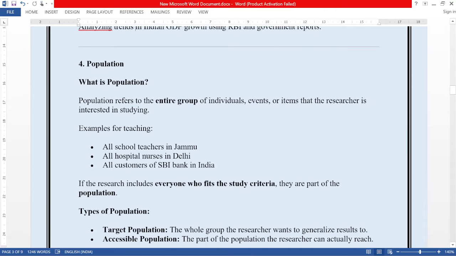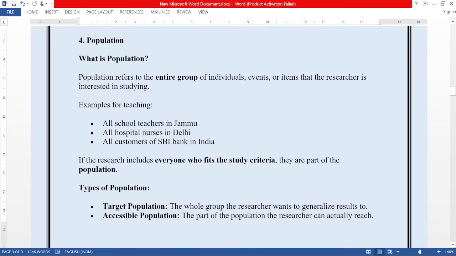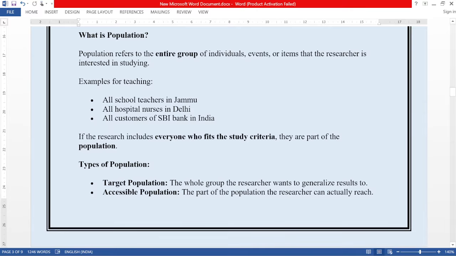What is population? Okay, population refers to the entire group of individuals, events or items that the researcher is interested in studying. Example, for teaching, all school teachers in Jammu, all hospital nurses in Delhi, all customers of SBI Bank in India. If the research includes everyone who fits the study criteria, they are a part of a population.